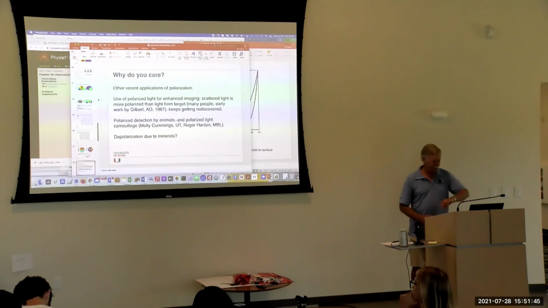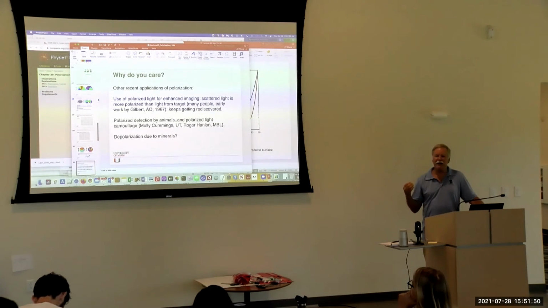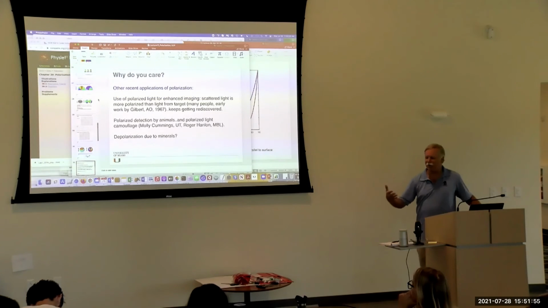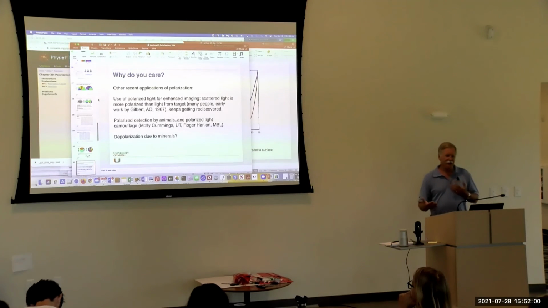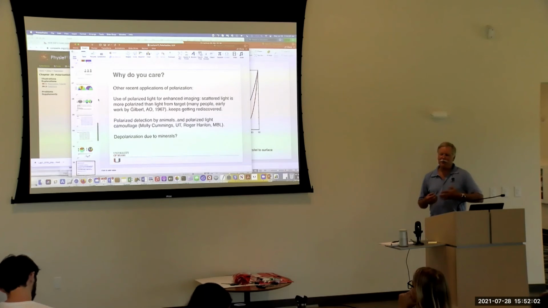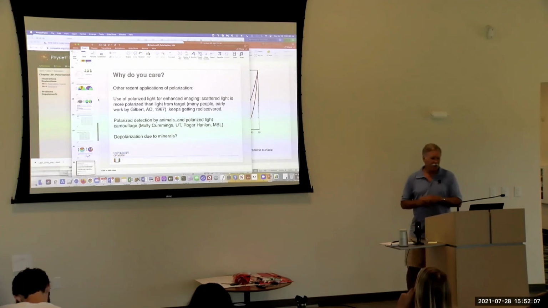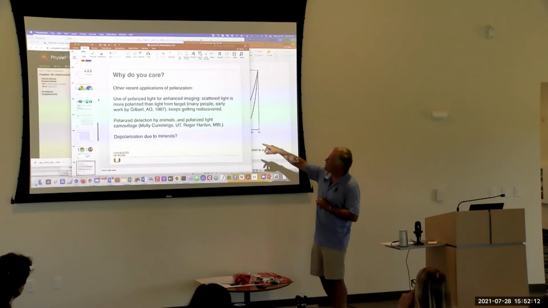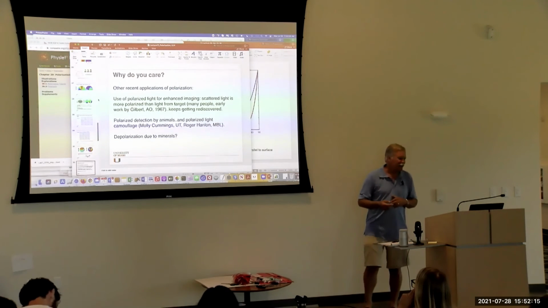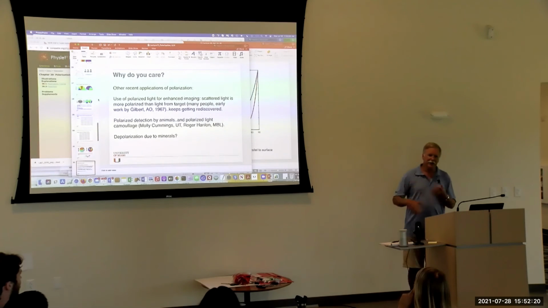So why do you care? Use of polarized light for enhanced imaging. Scattered light is more polarized than light reflecting from a surface. Most of the time, light reflecting from a surface gets depolarized. And so you can separate the light being scattered by the medium in between you and the target from the light being scattered from the target. I think the first paper I remember seeing about it was Gary Gilbert in 1967, yet as you read Applied Optics, about every other year someone rediscovers it and it comes out again.